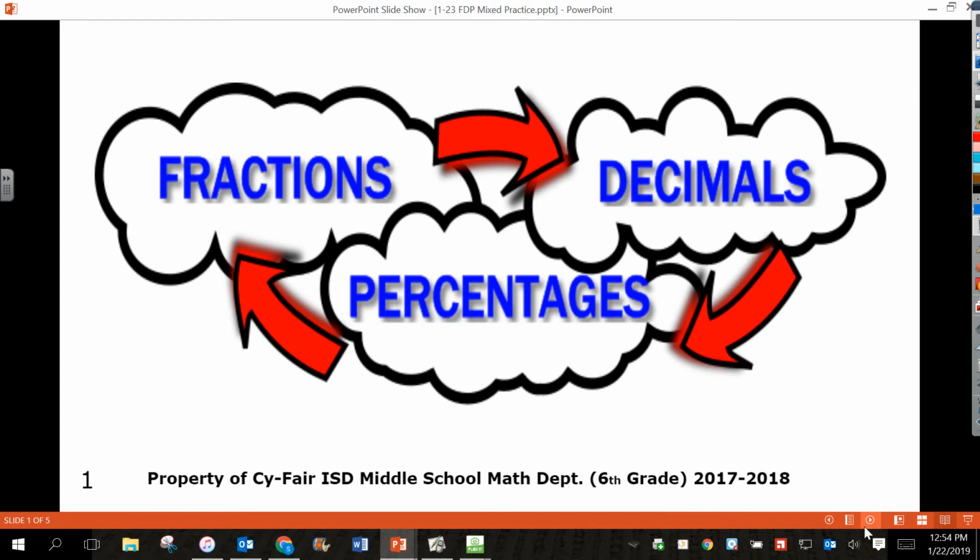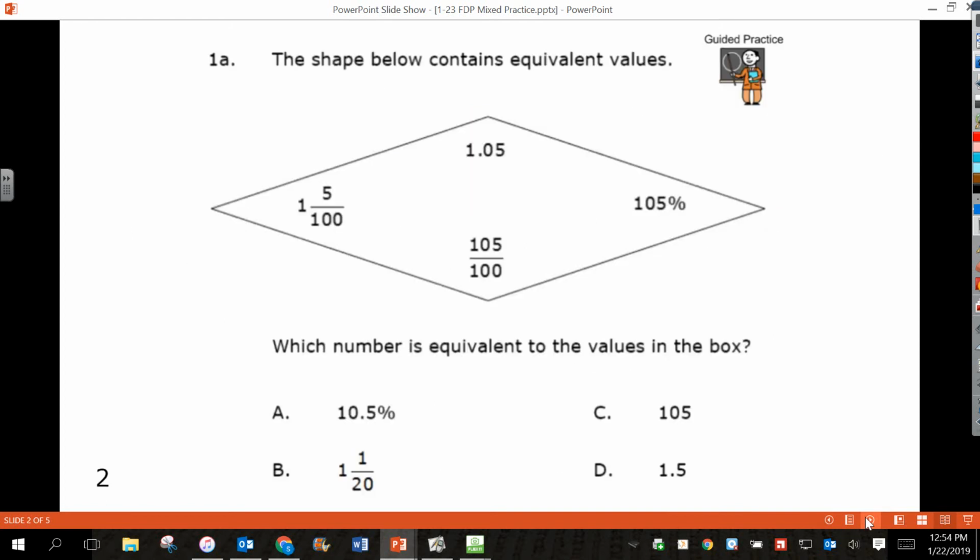Fractions, decimals, percents. When you get questions like this, here's some strategies that can help you out. The problem says the shape below contains equivalent values. Which number is equivalent to the values in the box?